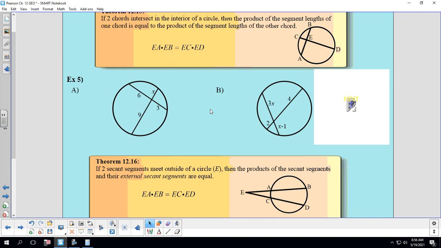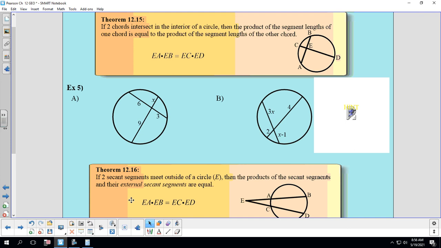These are related, and we use this formula to solve for different segment lengths. So let's see how this works here. I'm going to use that formula.